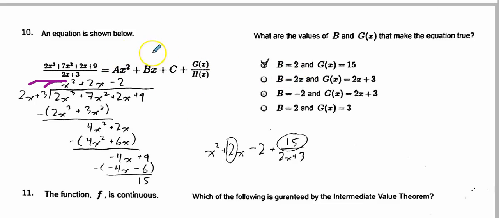Now this question wasn't asking us for the entire polynomial, although I do have it now. I have x squared plus 2x minus 2 plus 15 over 2x plus 3. They only asked us for the b and the g of x values. So all they wanted from me was what was in front of x to the first power and what was the remainder. So that's why the answer was the 2 and the 15 as shown.